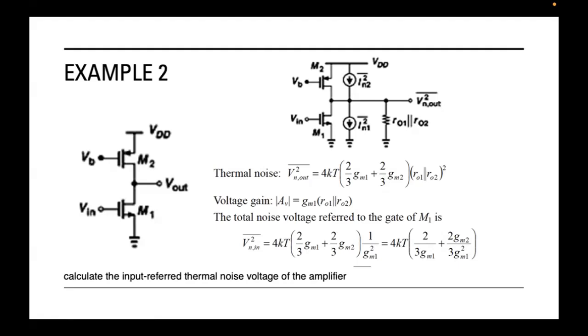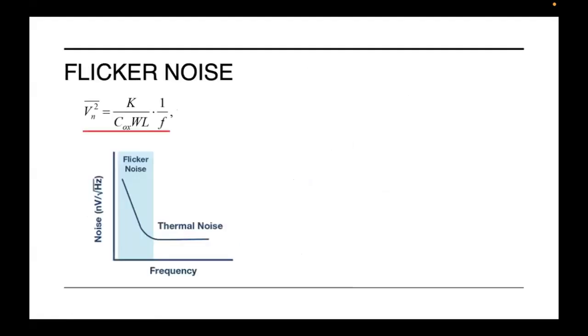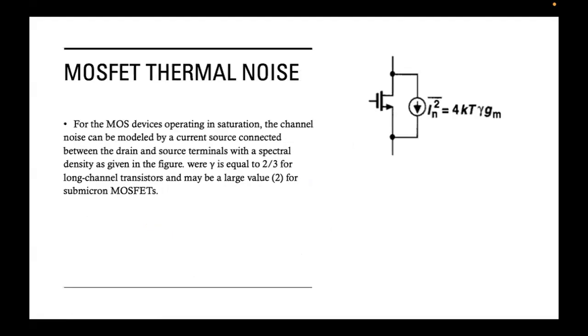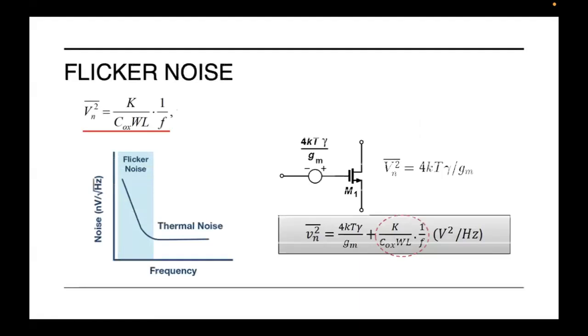But in the noise model, when we transfer from a current to a voltage, from the current in the output to the voltage in the input, that's why we use the term GM square. So if I'm transferring the drain current into a gate voltage, I will divide by GM square. If I transfer a gate voltage into a drain current, I will multiply by GM square.